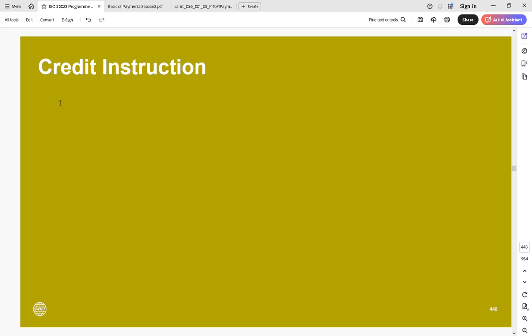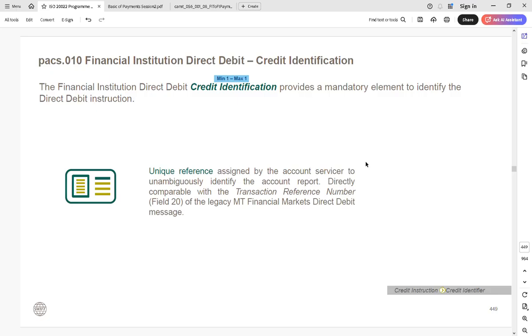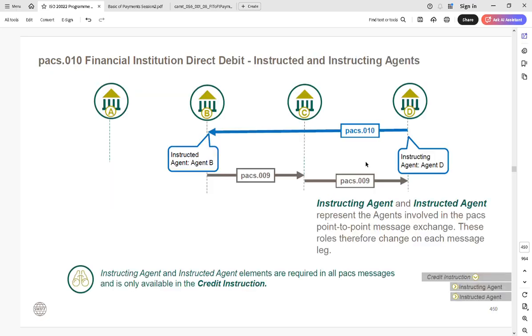It contains a group header. The first part contains the group header. This is your message ID, date and time, and number of transactions, which contain this credit transfer information. Again it contains field 20 only, the transaction reference number. Instructed agent, that concept which we learned in PACS.009, is the same concept here as well. Whoever is sending the payment becomes the instructing agent to the next, the instructed agent. So from C to D is instructing agent to instructed agent.